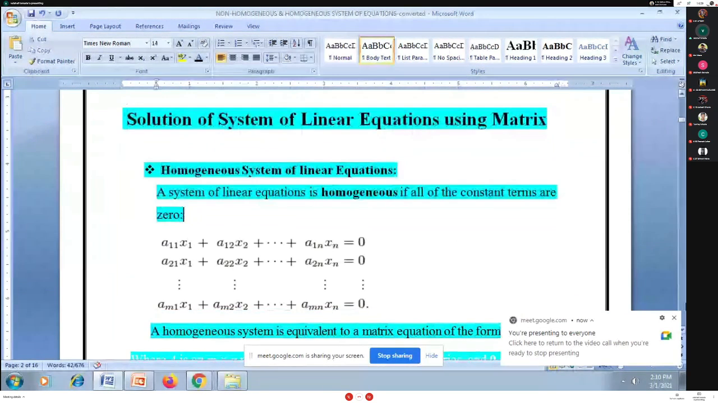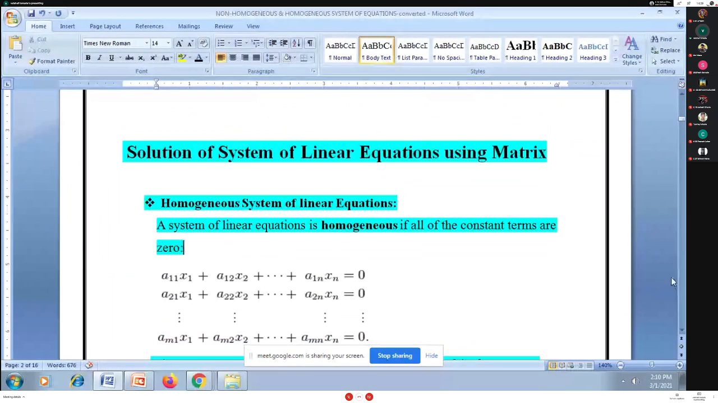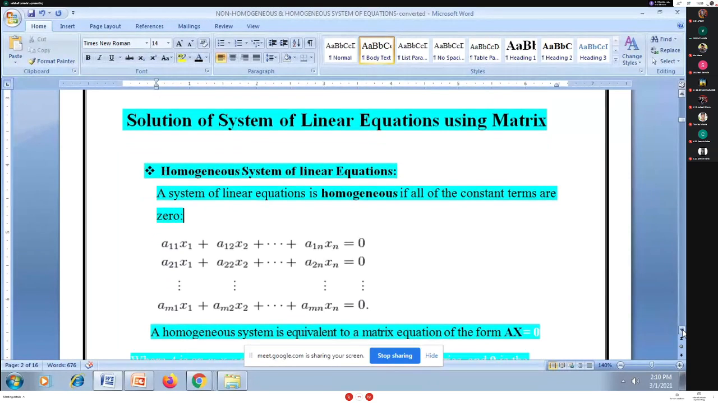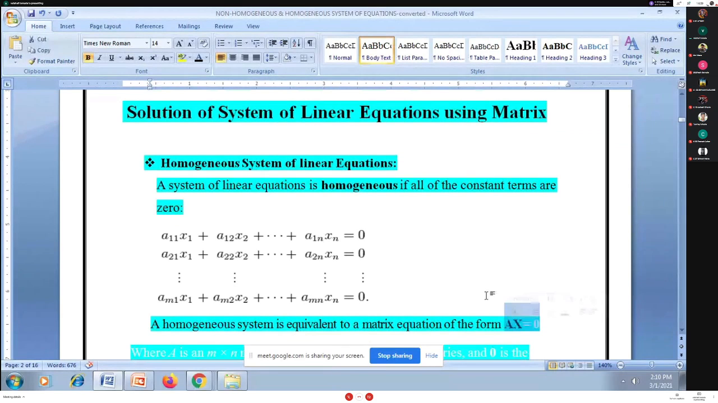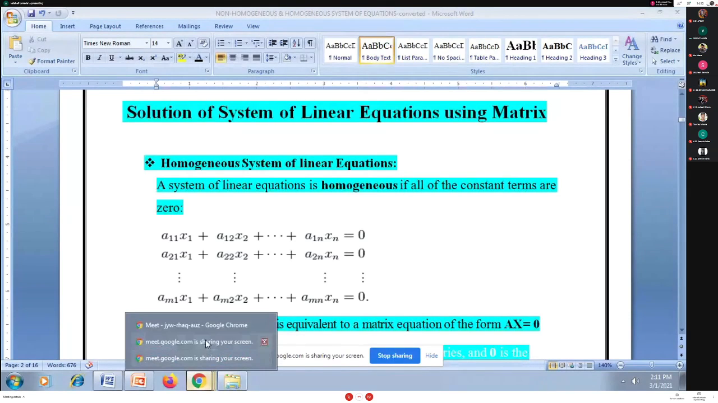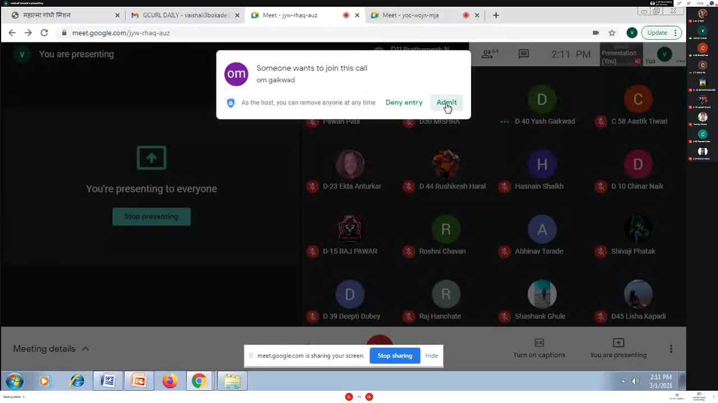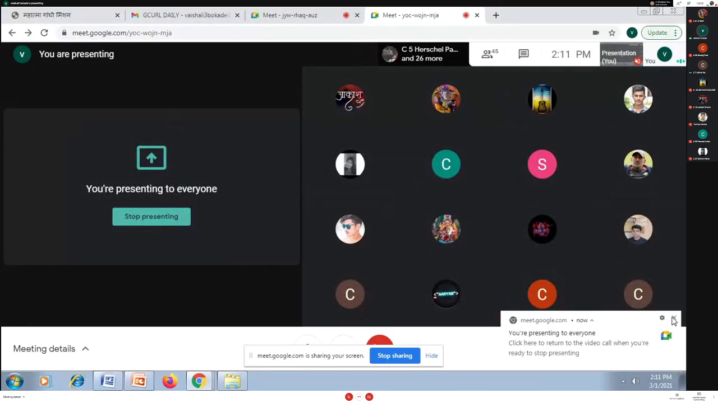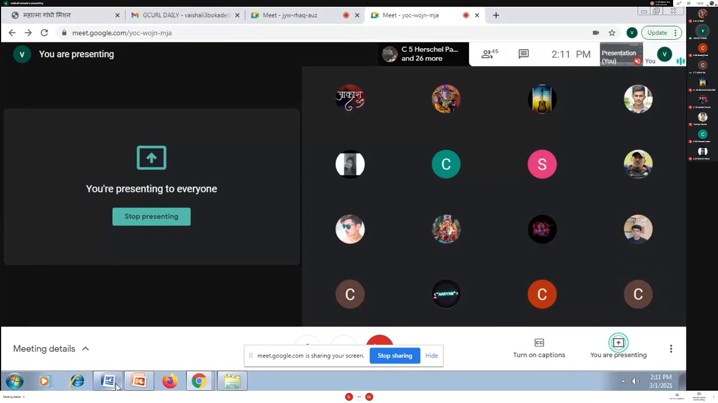So what is the difference between homogeneous and non-homogeneous systems of equations? Anybody recall the difference? Where the right hand side is 0, which system is it? Homogeneous. Okay. For a homogeneous system of equations, you can observe the right hand side.